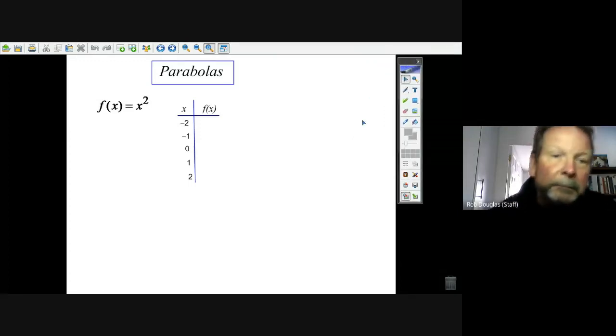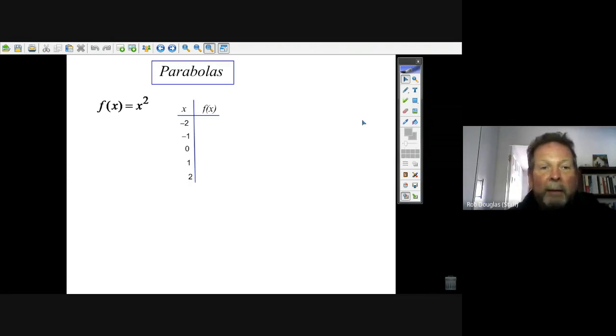Okay, we're going to look at another function now called parabolas. And here's the form of it. f(x) = x². Now you could write y = x², but this notation, f(x), is actually a little bit more useful because it tells a story.